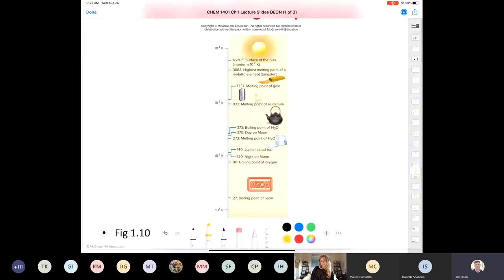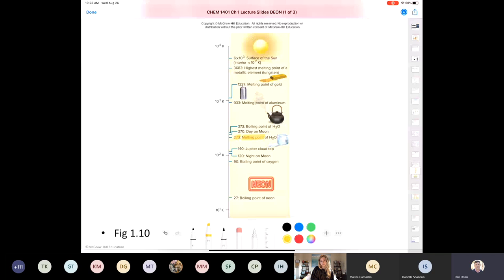I'll just point out a couple of things here for you. The freezing or melting point of water is 273 Kelvin. The boiling point of water is 373 Kelvin. And you can see some other temperatures here, like the melting point of gold, and so forth. And the absolute temperature scale, if you've never heard of it before, we use it a lot in chemistry class, and we use it even more in general chemistry too. So be aware of that.